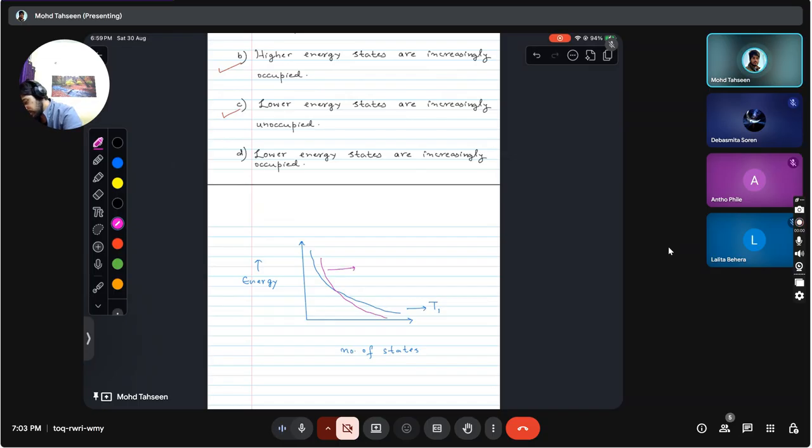This is the temperature T2, and here we have T2 is greater than T1. So this is the kind of distribution that we saw, right? And if we see here, at higher energy levels, as we increase the temperature, more states are being filled here, and at the low energy, at higher temperatures, a lesser number of states are being filled as compared to T1.